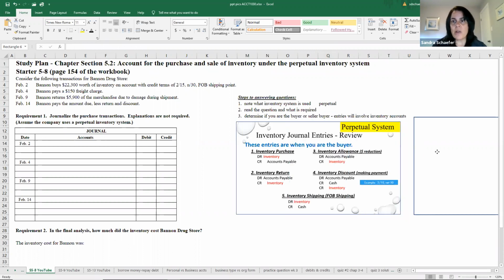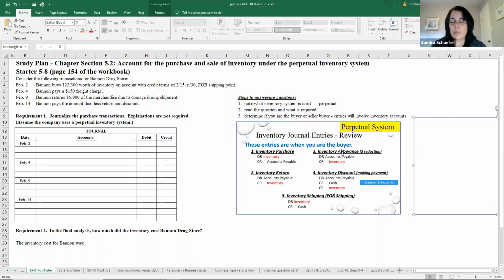I have a slide here that I use to summarize all of the different types of entries that happen with respect to inventory when we are the buyer. You can purchase inventory, you can return inventory, you can have an inventory allowance or a dollar reduction if there's some damaged goods, for example. You can get an inventory discount when you're making a payment for the inventory that you purchased. And sometimes there's shipping involved in inventory transactions. So this is a summary slide I like to keep handy as a reference in order to help me out with these types of entries.